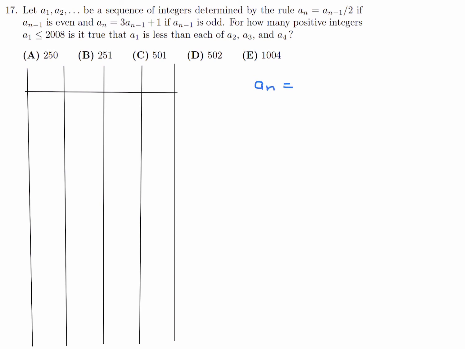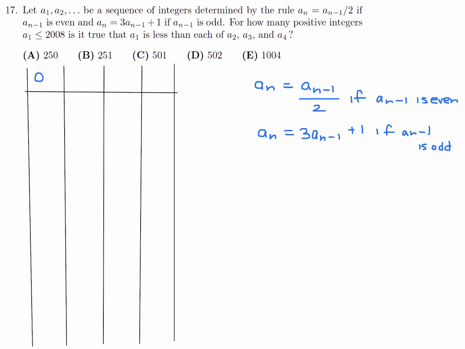a_n is equal to a_(n-1) over 2 if a_(n-1) is even, and a_n is equal to 3a_(n-1) plus 1 if a_(n-1) is odd. So that is the only rules we are given. And they're saying that a1 is less than or equal to 2008, and they're all positive integers.